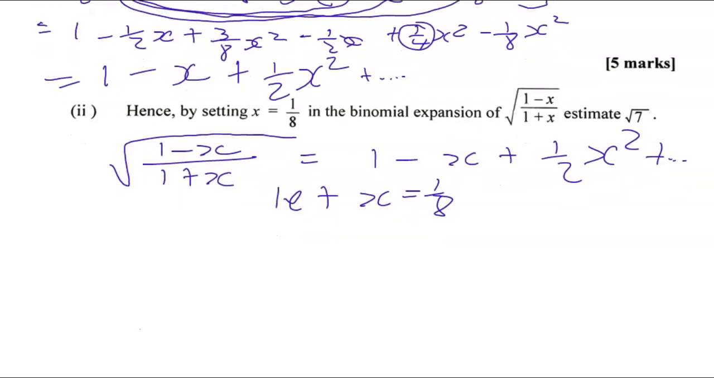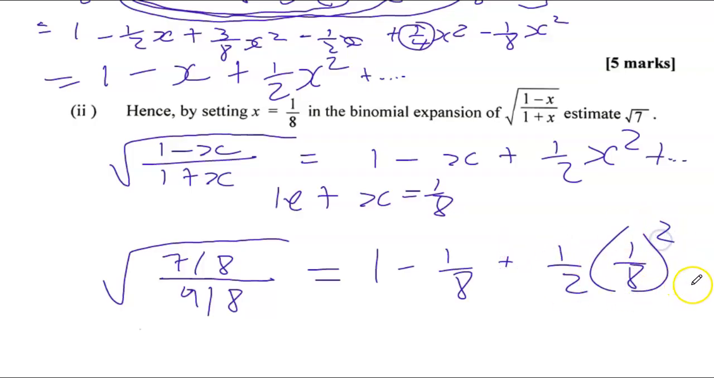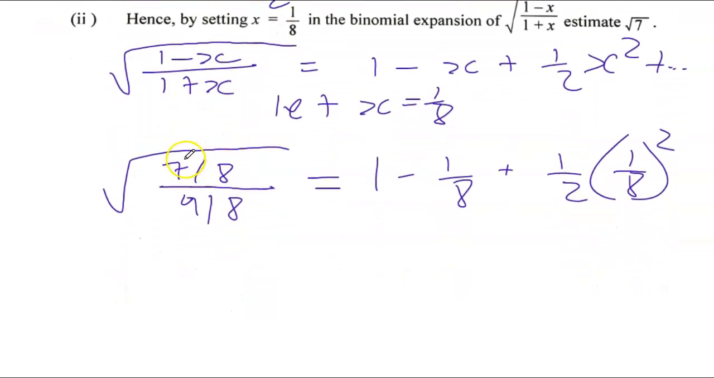If x is 1/8, in the numerator we'll have 1 minus 1/8, which is 7/8. In the denominator, we have 1 plus 1/8, which is 1 and 1/8, that's 9/8. Over here, replace x with 1/8. What we have is 1 minus 1/8 plus half times 1/8 squared. So it approximates to that. Now what we have is 7/8 divided by 9/8.